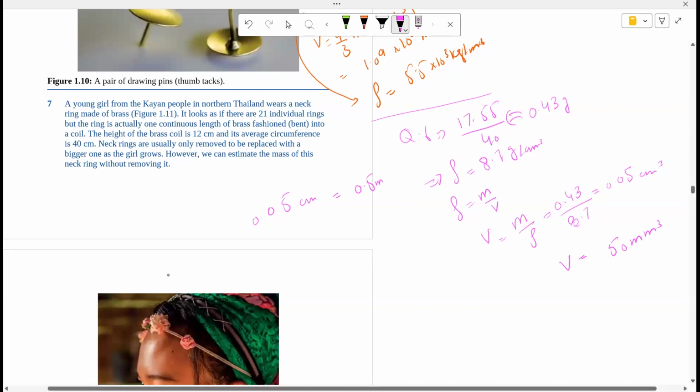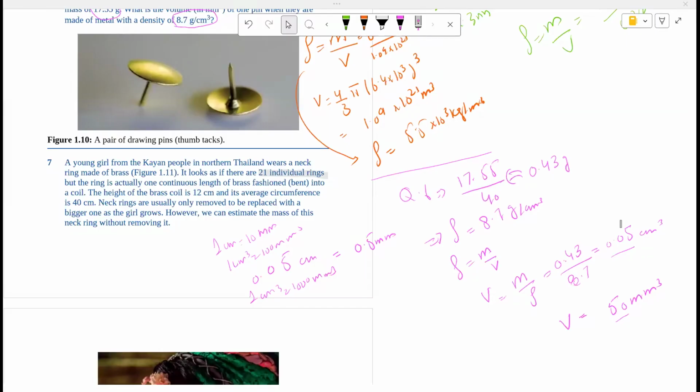0.5 millimeter. Sorry. Wait, my mom's turning off the internet for a second. Sorry.